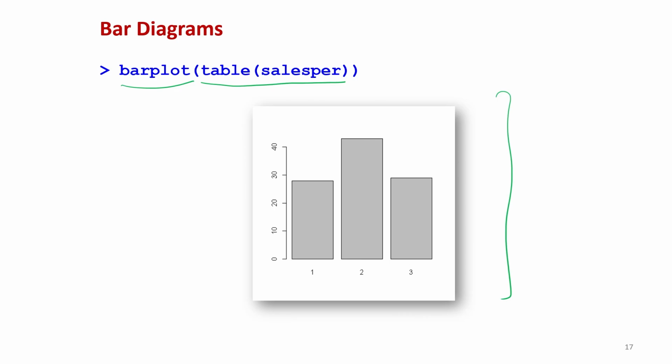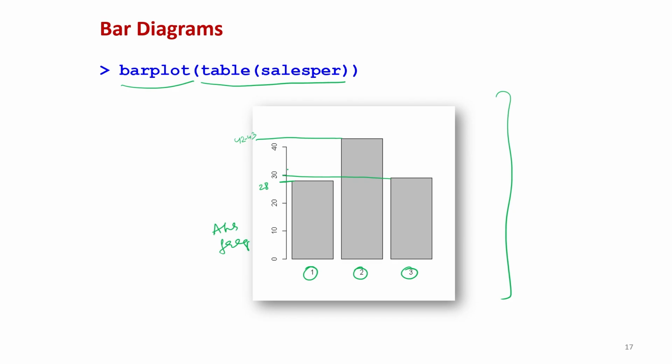But by looking at this graphic, you can see here this is salesperson 1, salesperson 2, salesperson 3, and these are the absolute frequencies. So you can see this frequency is something around 28, and similarly here it is something like 42, 43, and the category 3 is about 30.